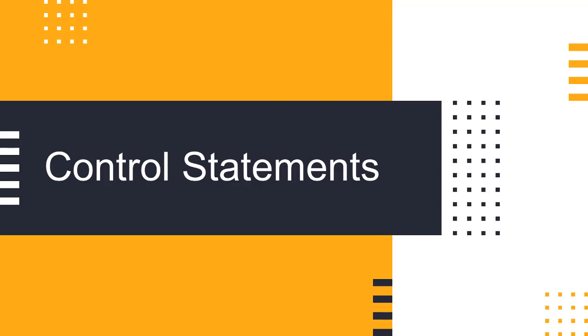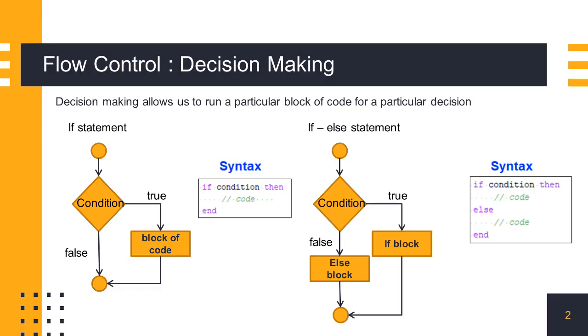In this session we will learn about control statements used in Scilab. Decision-making control statements execute a particular block of code based on some logical condition. If statement is a simple statement in which, if the condition is true then the block of code is executed.